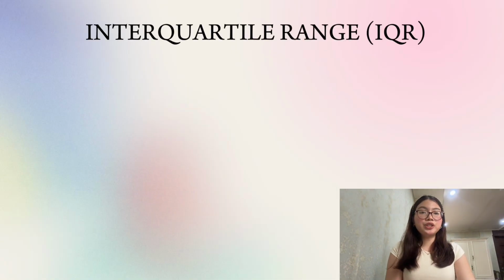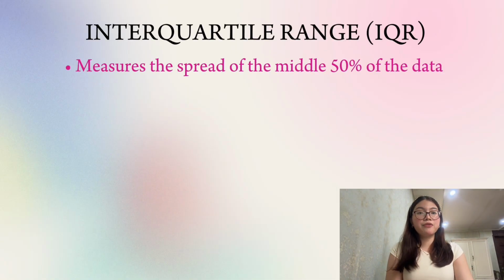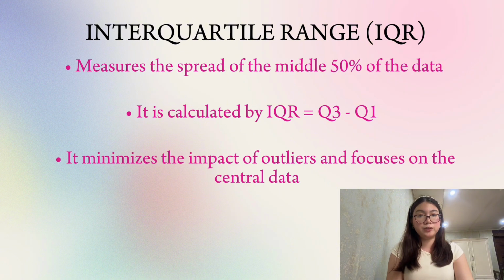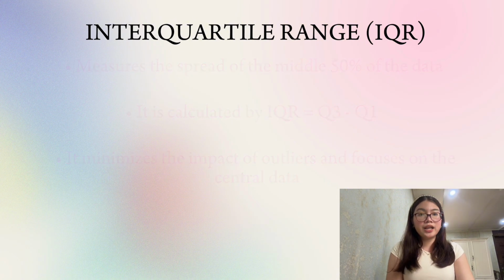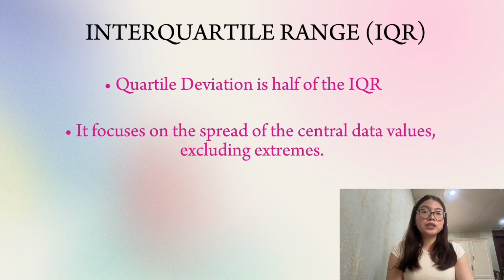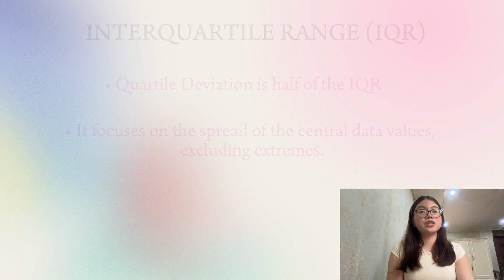The interquartile range, IQR, measures the spread of the middle 50% of the data and is calculated as IQR equals quartile 3 minus quartile 1, where quartile 1 is the value below which 25% of the data falls and quartile 3 is below which 75% falls. It minimizes the impact of outliers. The quartile deviation is half the IQR, calculated as quartile deviation equals IQR divided by 2. For group data, quartile 1 and quartile 3 are found using cumulative frequencies. These measures focus on central data variability while ignoring extremes.